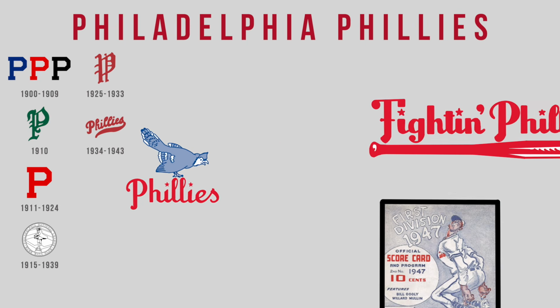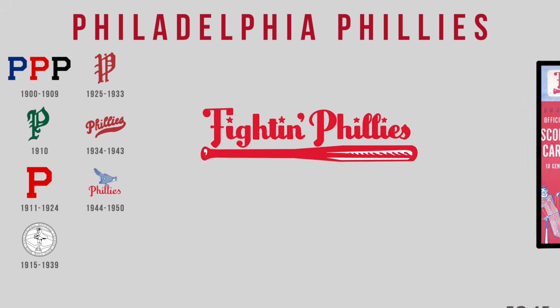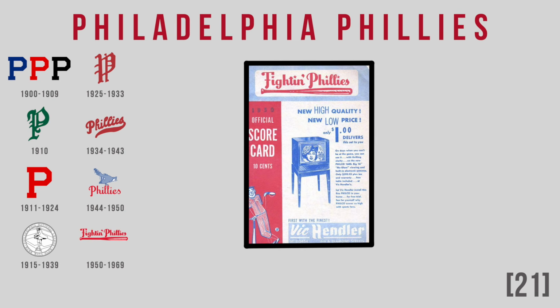By 1950, you'd sometimes see the Fighting Phillies logo complete with baseball bat underscore, like at the top of this program from 1950.